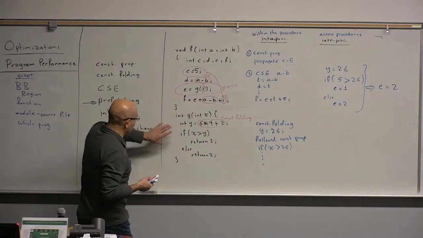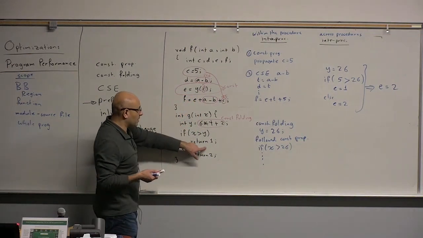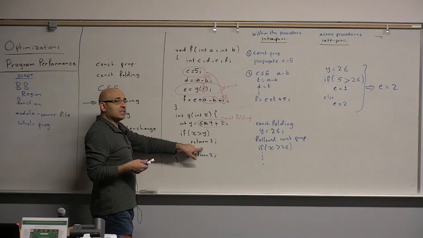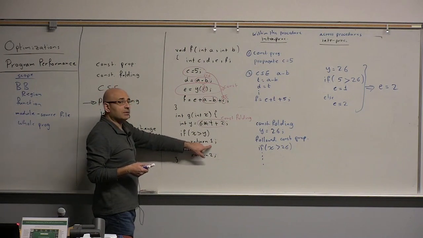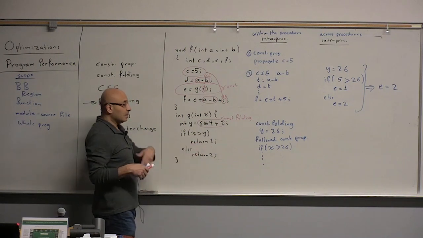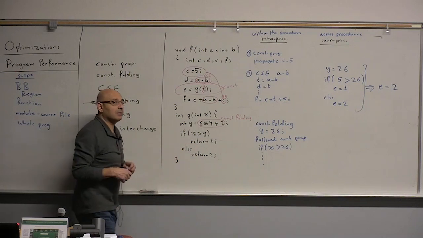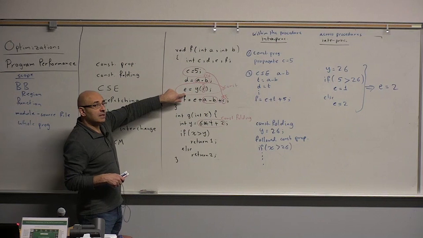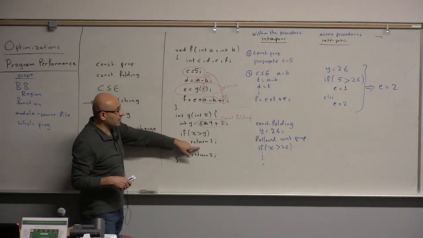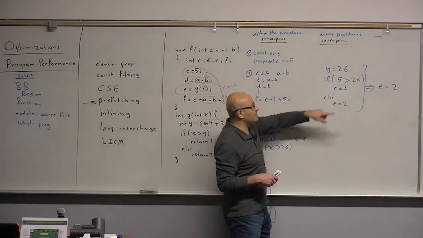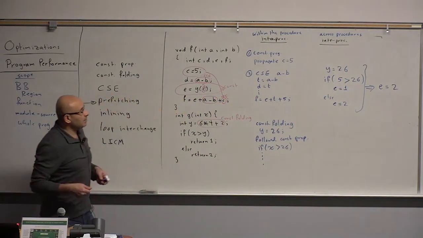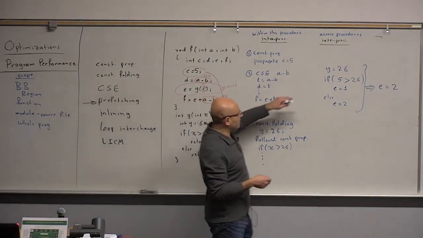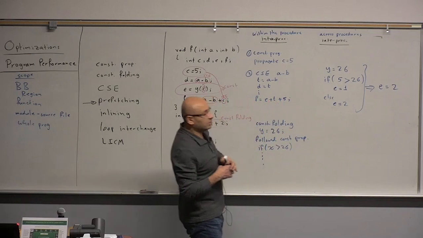Return doesn't make sense when you inline. You are just copying the body of the function. So instead of returning, you just assign this value to the variable that will receive the return value. The variable that receives the return value here is E. So instead of returning, you assign to the variable that receives the return value. And because 5 is not greater than 26, E will be equal to 2.